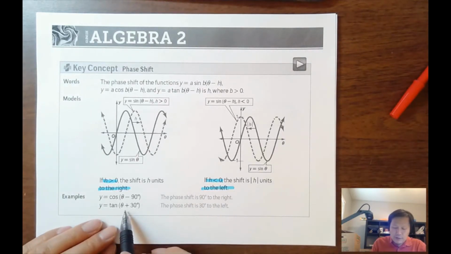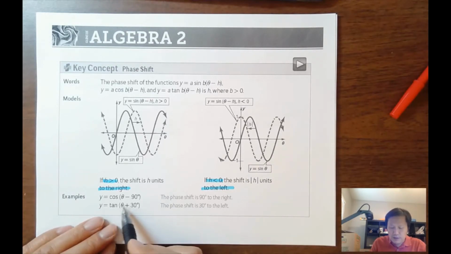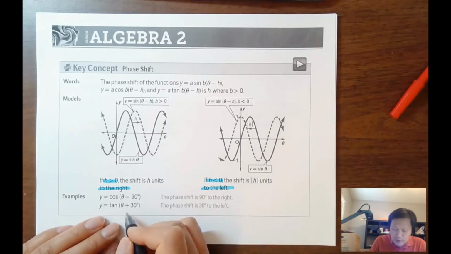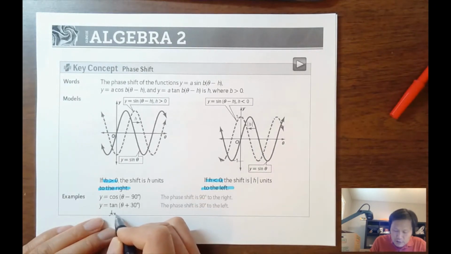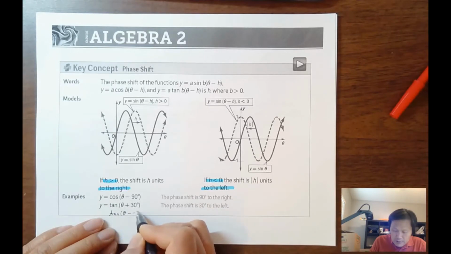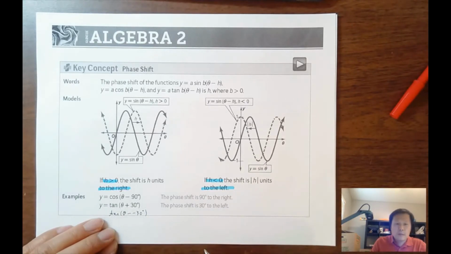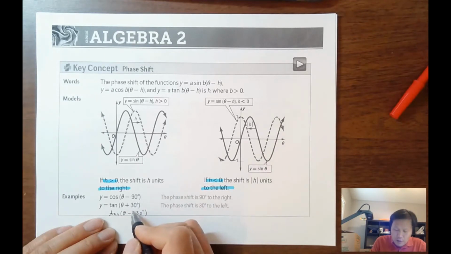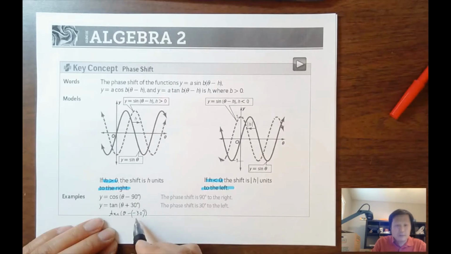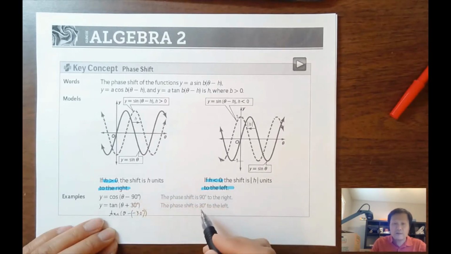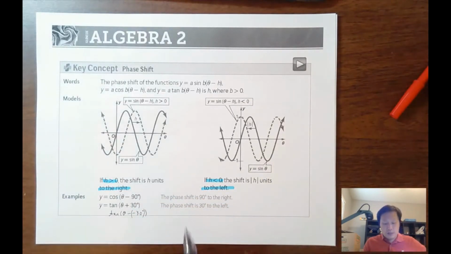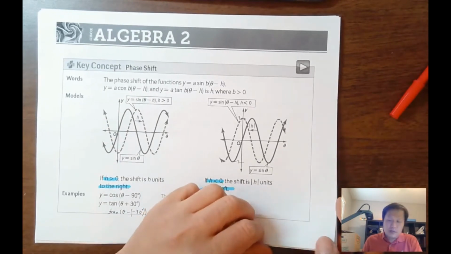In the other case, this is an example with tangent: y = tangent(theta + 30 degrees). You have to consider the plus 30 degrees as tangent(theta minus minus 30 degrees), because plus is the same as double minus. So h is minus 30 degrees, which means you go left by 30 degrees. In many cases you need to deal with radians, not degrees.